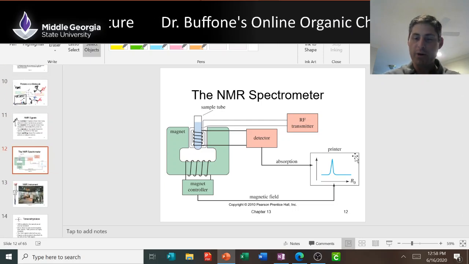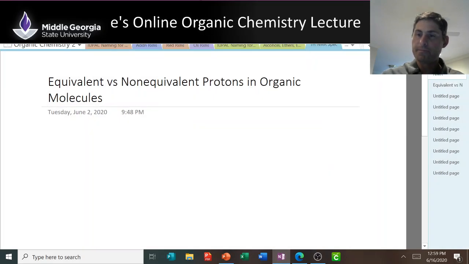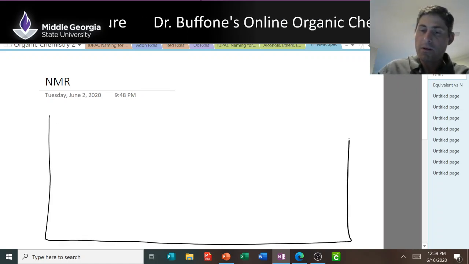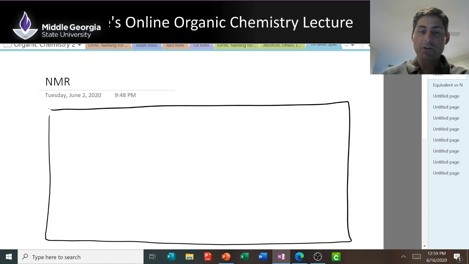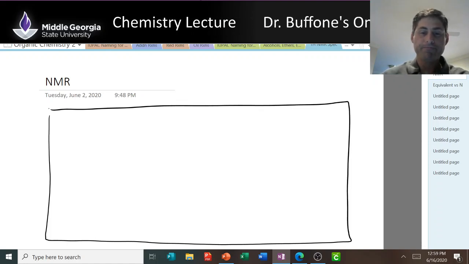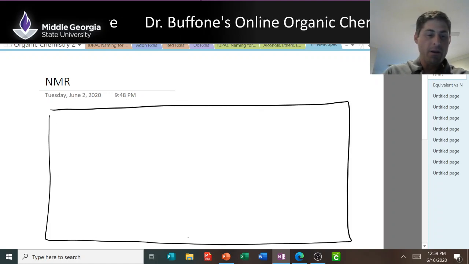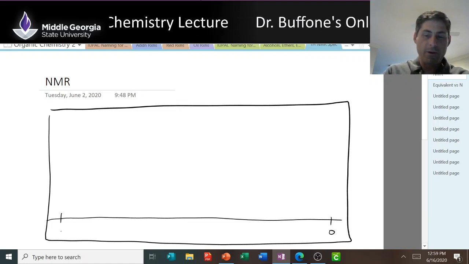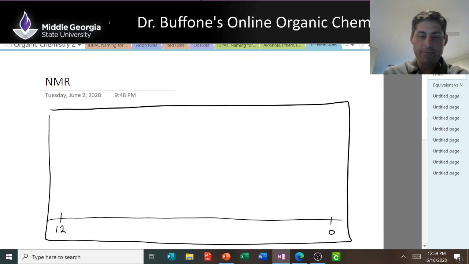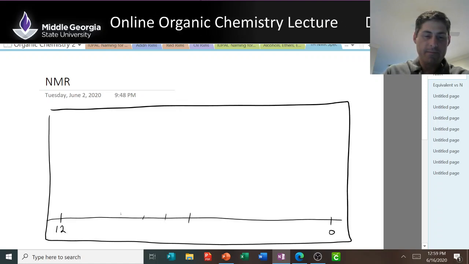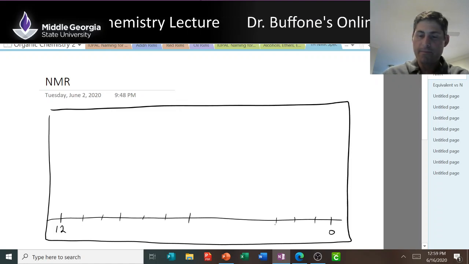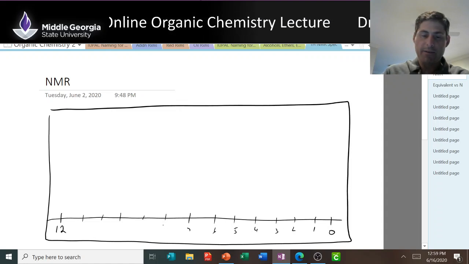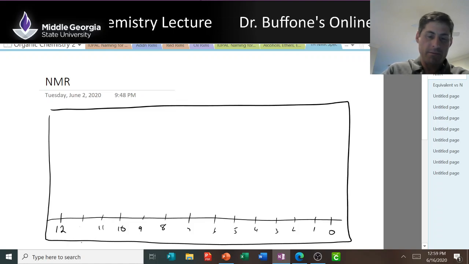Let's see. That printout, let me see if I can go to this, and hopefully it works. I don't know. It might not. If it doesn't, then oh well. It does. Okay. The spectrum on the computer basically just looks like a little printout. So it gives you a scale. It's called the delta scale. And it can go from 0 to 10 or 0 to 12. So there's 1, 2, 3, 4, 5, 6, 7, 8, 9, 10, 11. Well, there's 12.